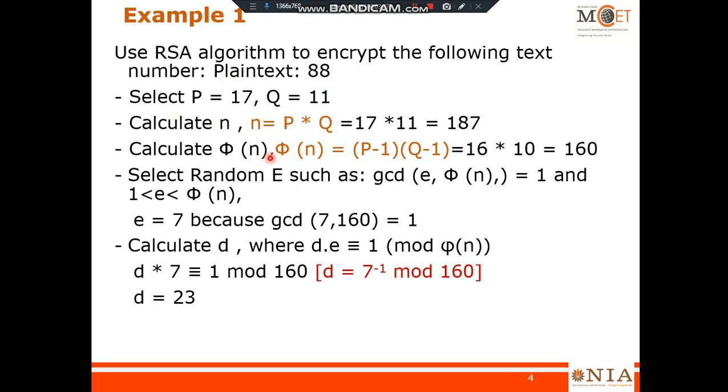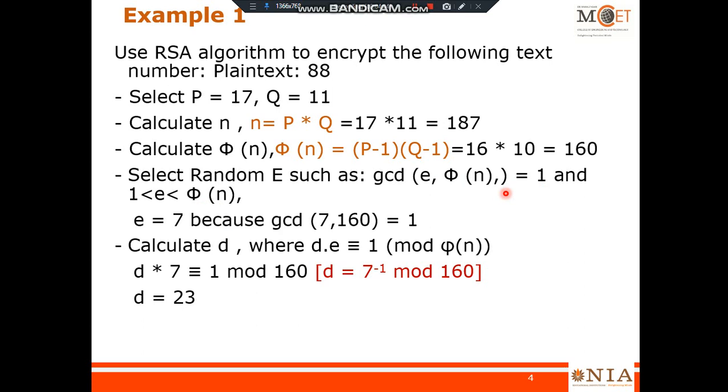Calculate phi of n, which is (P minus 1) multiplied by (Q minus 1). Here P is 17, so 17 minus 1 is 16, and Q is 11, so 11 minus 1 is 10. Altogether you have phi of n equal to 160. Now we are supposed to calculate a random value E. The condition tells that GCD of E and phi of n should be equal to 1, and at the same time it should not exceed phi of n.